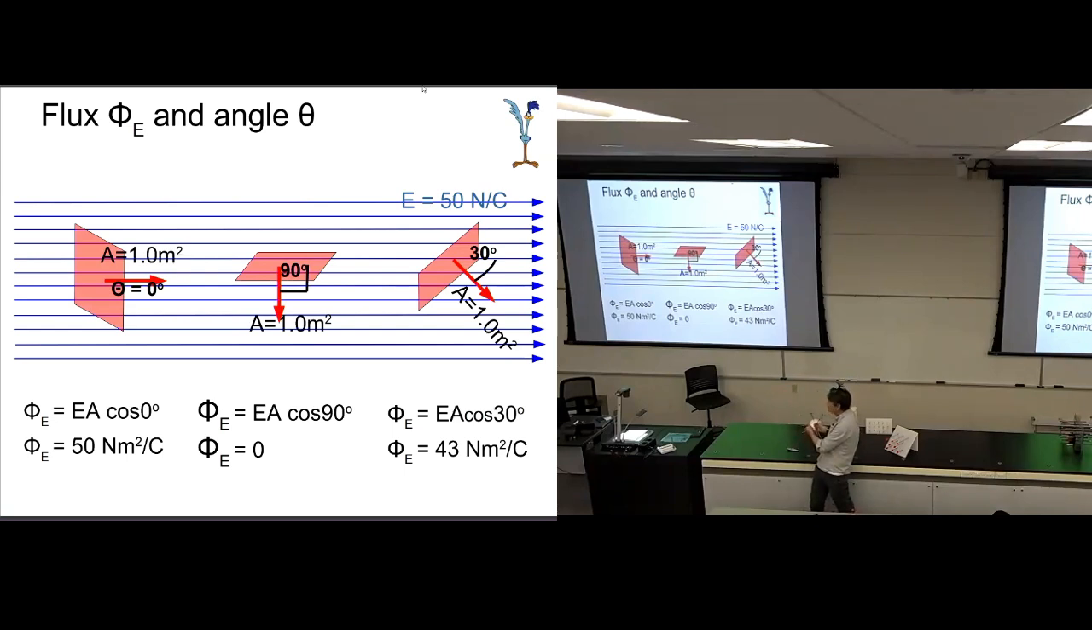Cosine 0 degrees, cosine 90, cosine 30 degrees. We plug those numbers in and we get numerically the fluxes. The largest flux on the left, the zero flux in the center, and some intermediate flux determined by this angle of 30 degrees on the right-hand side. Okay, I hope that's fine. That's our definition of flux.